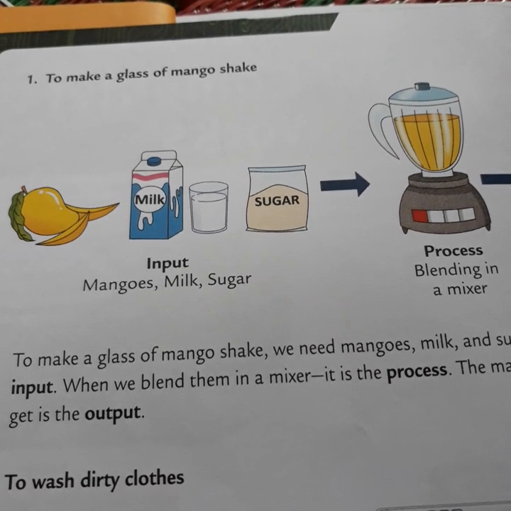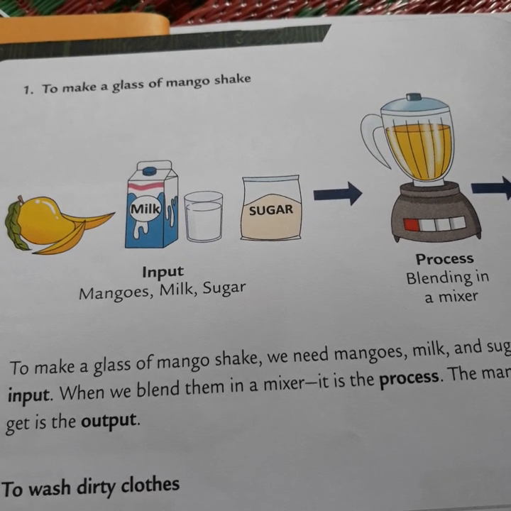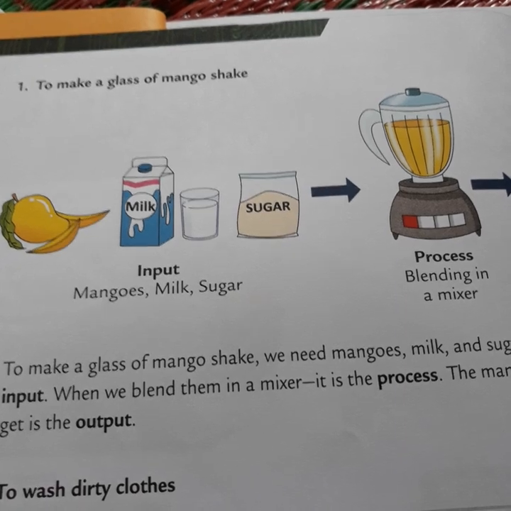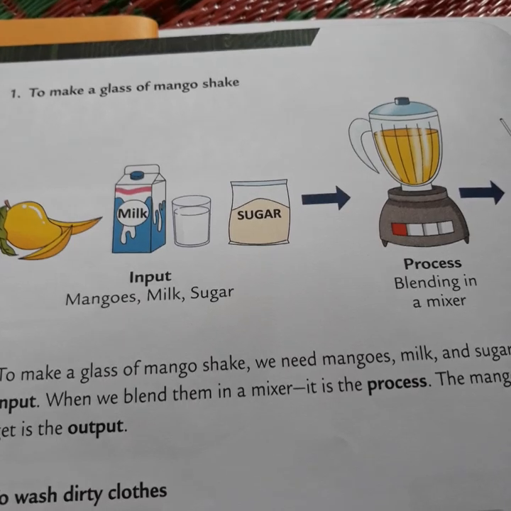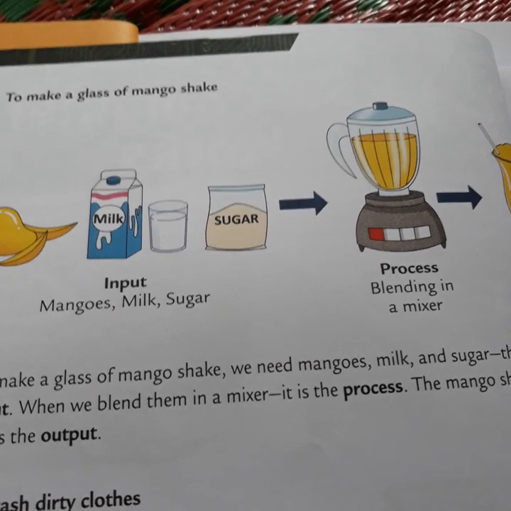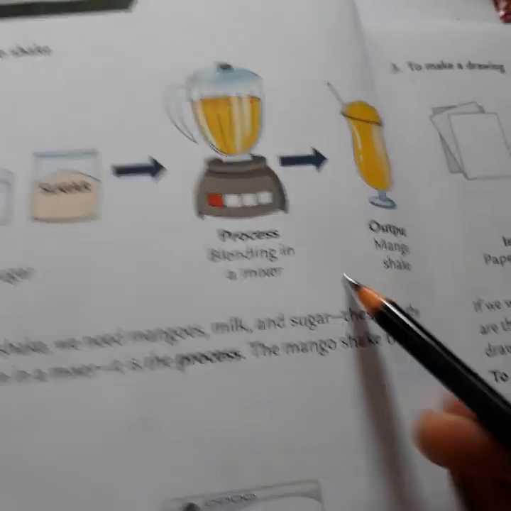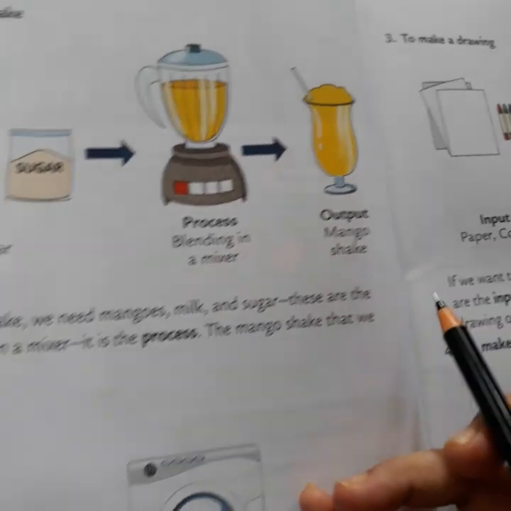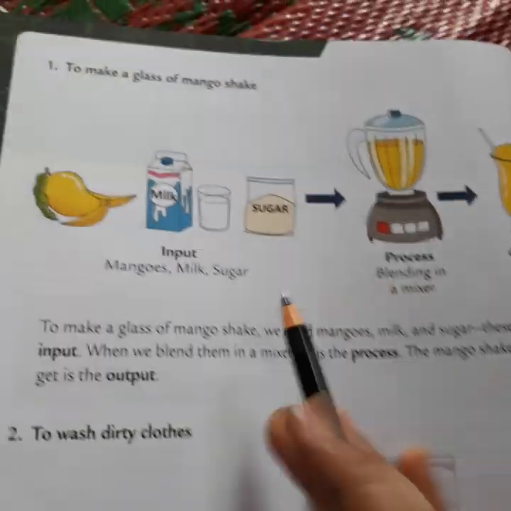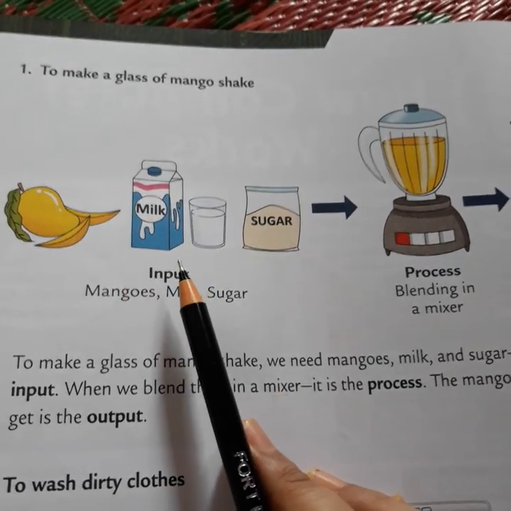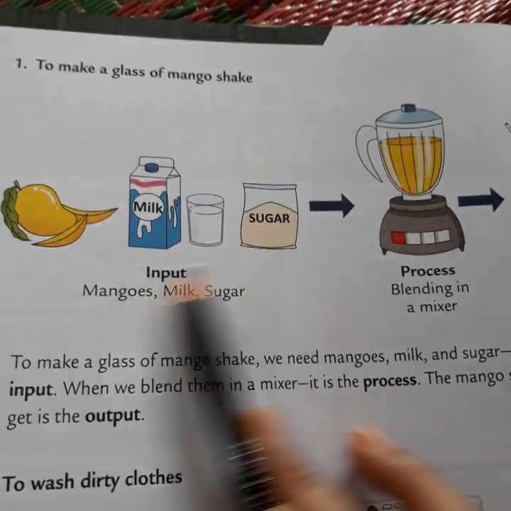Now what we do is take a glass and pour all these ingredients into that glass and blend them in a mixer, right? That is the process. So the processing work is carried out by the mixer. Then the ultimate result is what? We get the milkshake. That is the output. So here we can see the IPO cycle. That is, the input is all the ingredients like mangoes, milk and sugar.